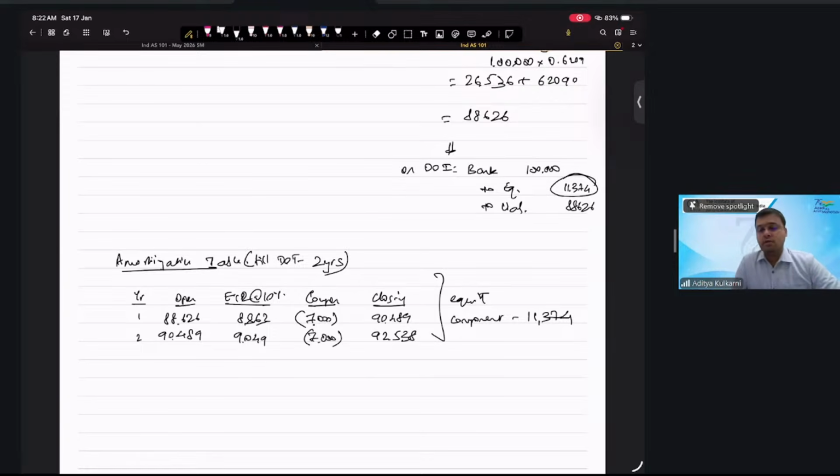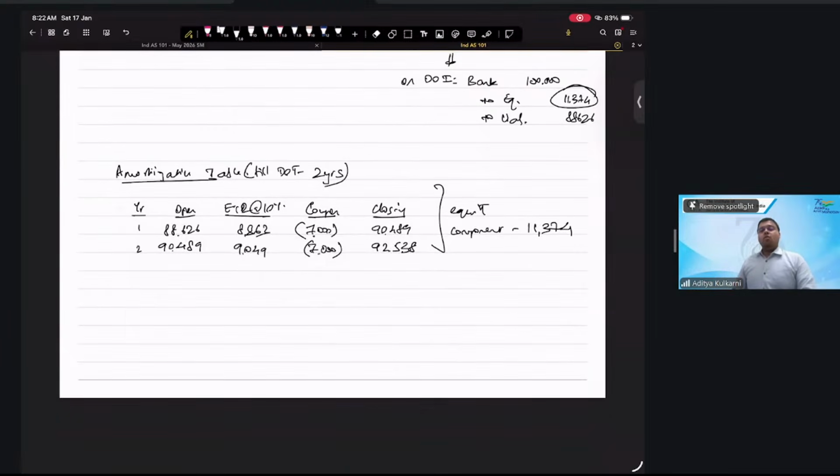Okay. Your equity component remains the same at 11,374. Yes or no? Yes. But your liability component goes to 92,538. Yes? All right. Now, what will be the value on transition? This will be the value and this will be the value. Yes or no? Yes.